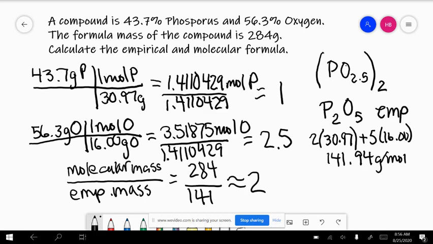In this case, which is not often in chemistry, about is okay because these are experimental data that come from pieces of machinery that do have sources of error. So the molecular formula is twice the empirical formula, is what this 2 means. So the molecular formula is P4O10. And that's my answer.